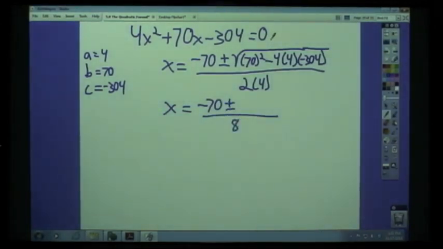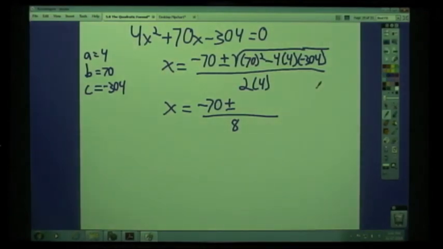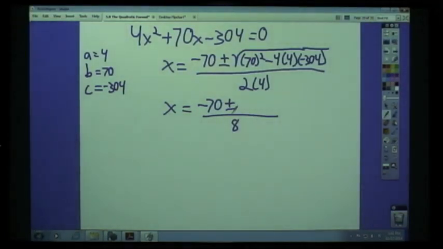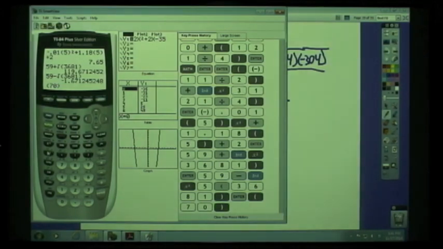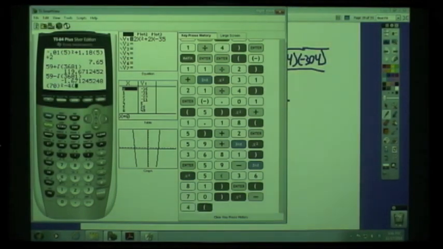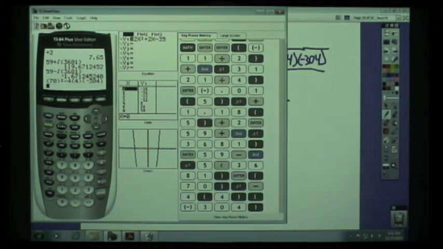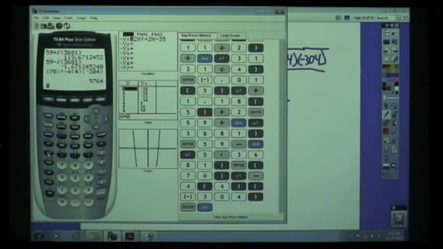But make sure you don't try to type this entire thing into the calculator. I can guarantee you, maybe one of you out of the entire class, probably Cole, will be able to type this into the calculator and get the answer the first time. Most of you, almost all of you, and maybe even Cole, will forget one of the parentheses. So you can take the calculator and do everything that's inside that square root. That'll help. So you can say, okay, 70 squared minus 4 times A, which is 4, right, times C, which is negative 304. And you can type all that in and take the square root of that.